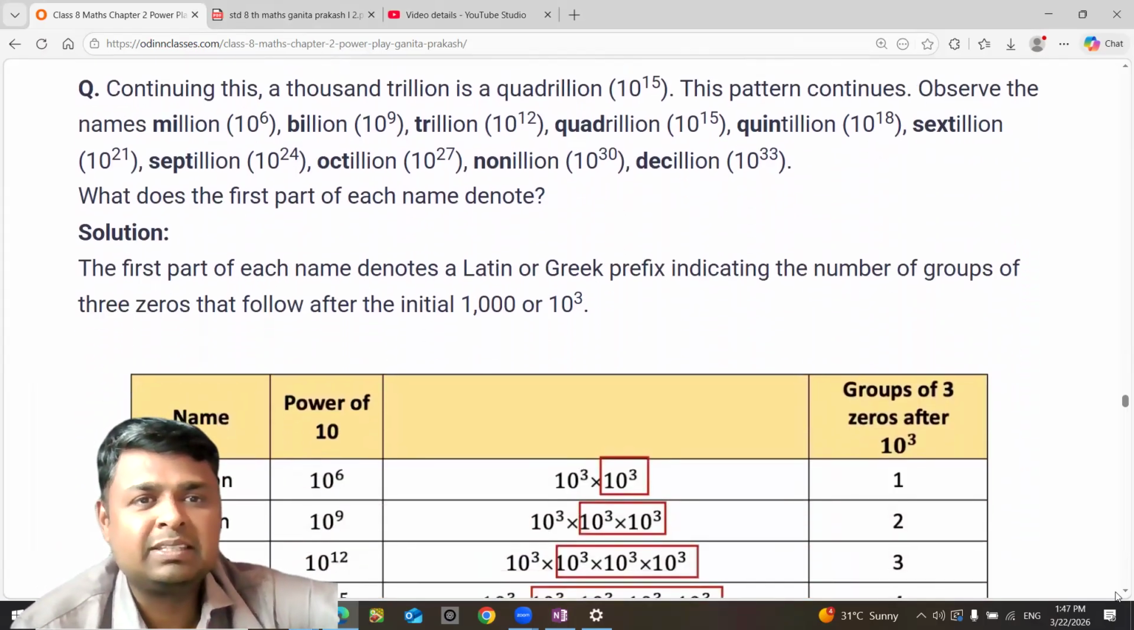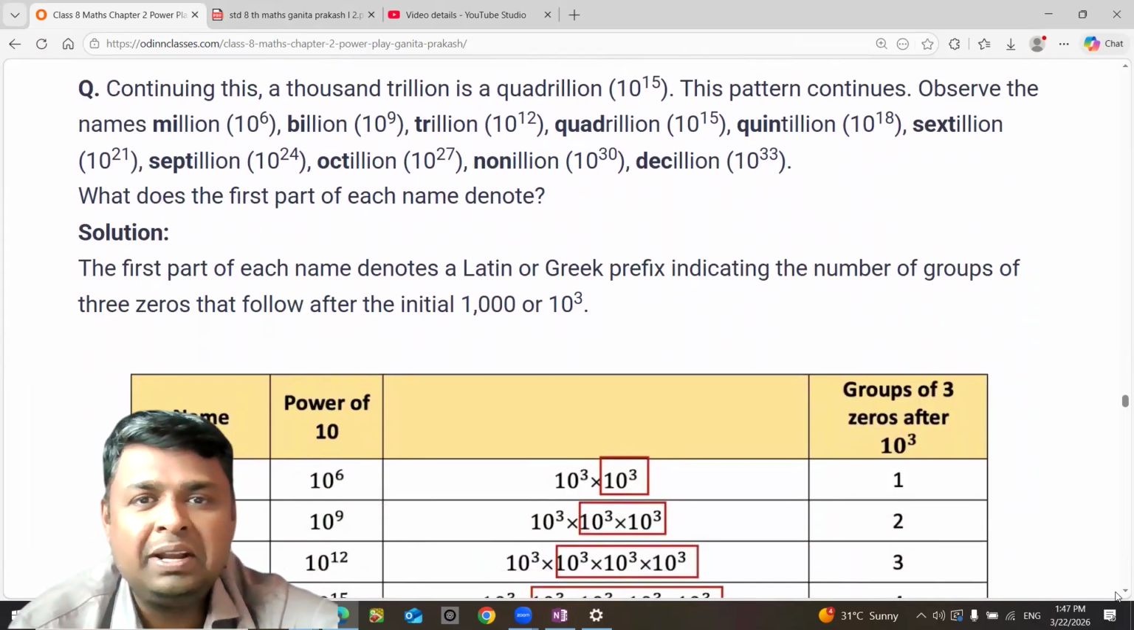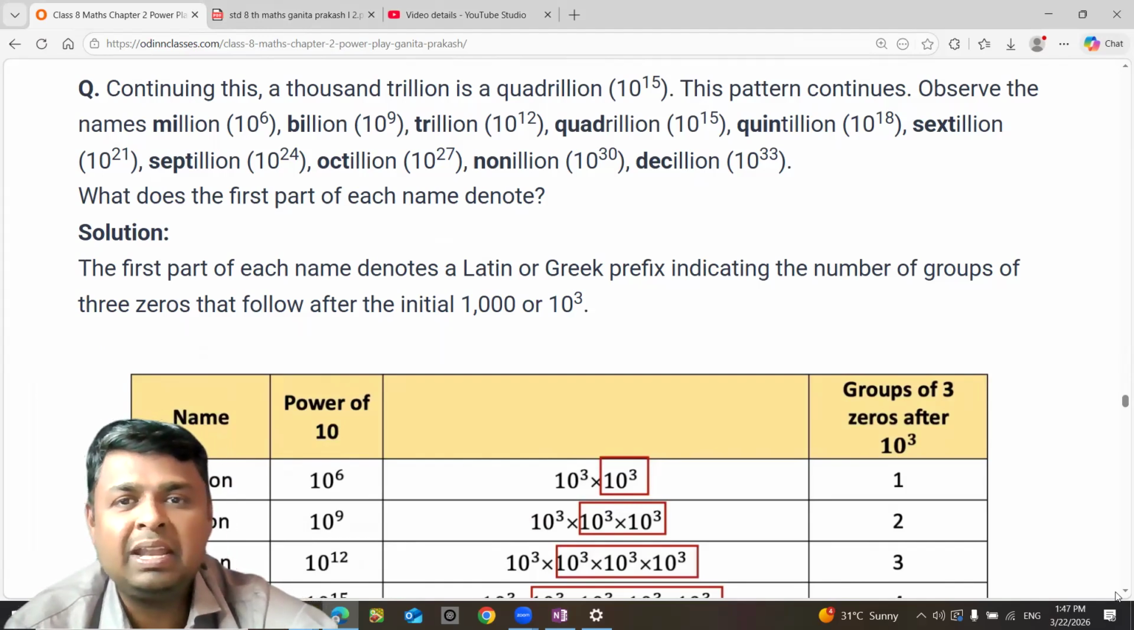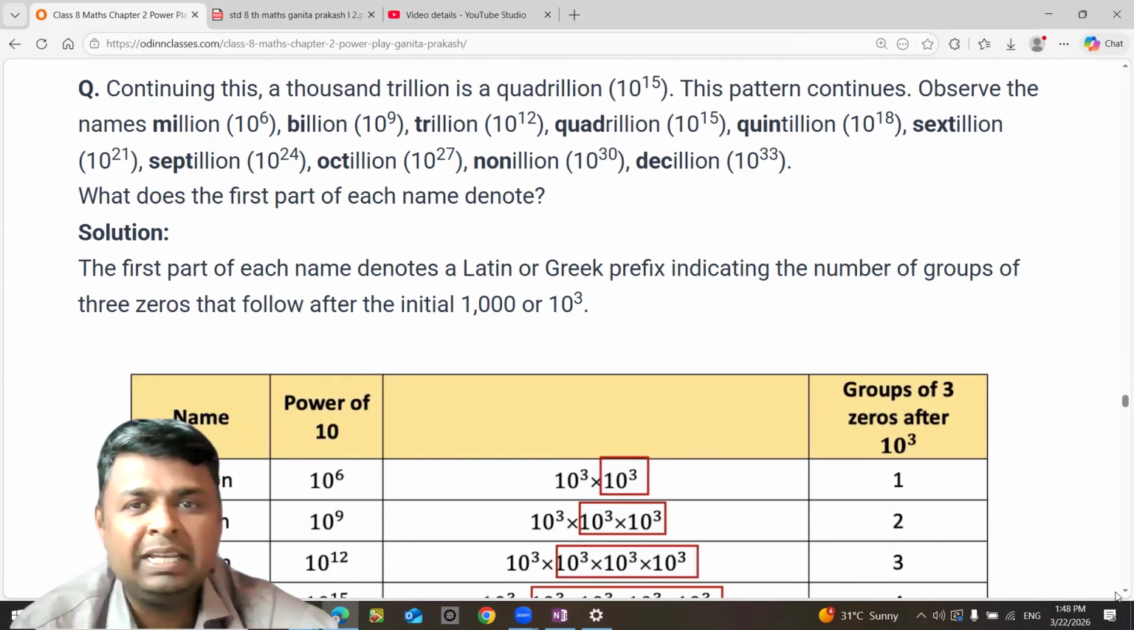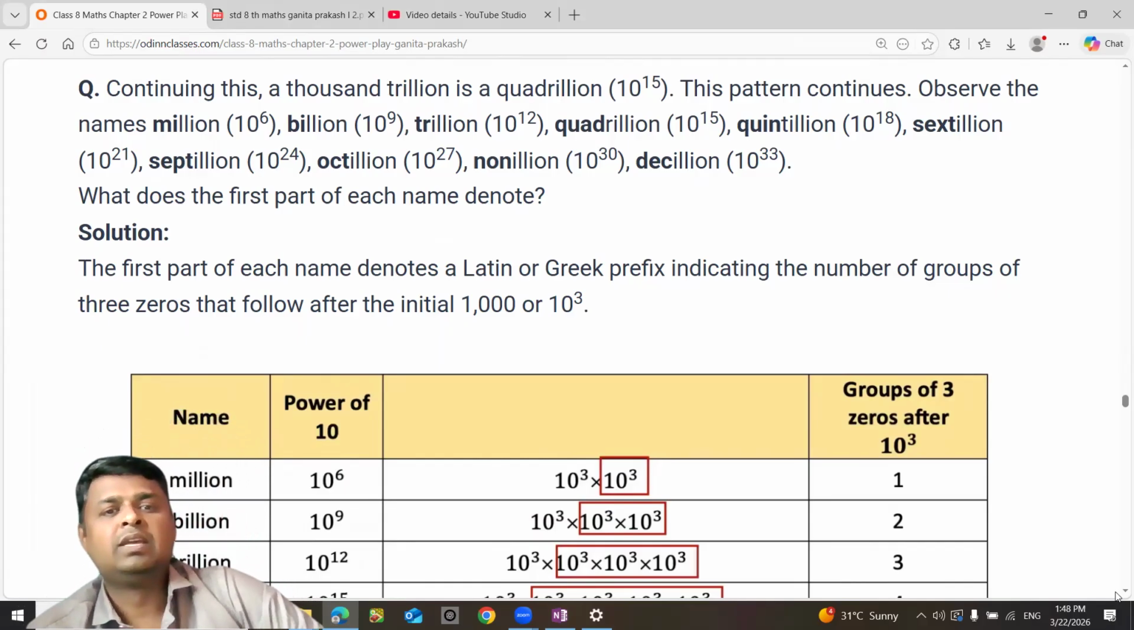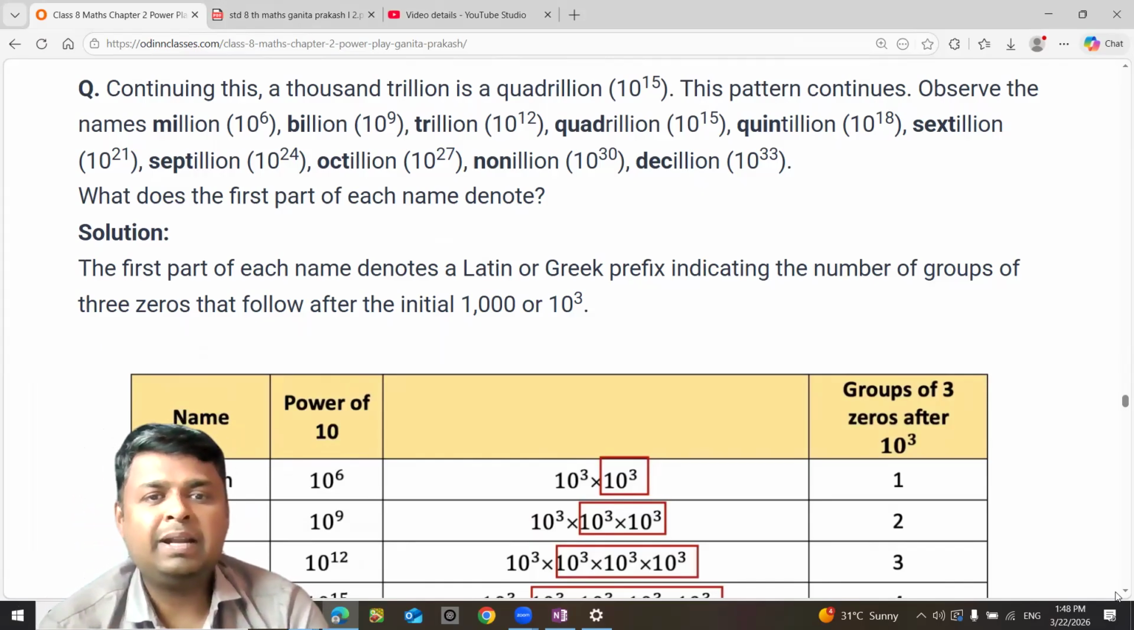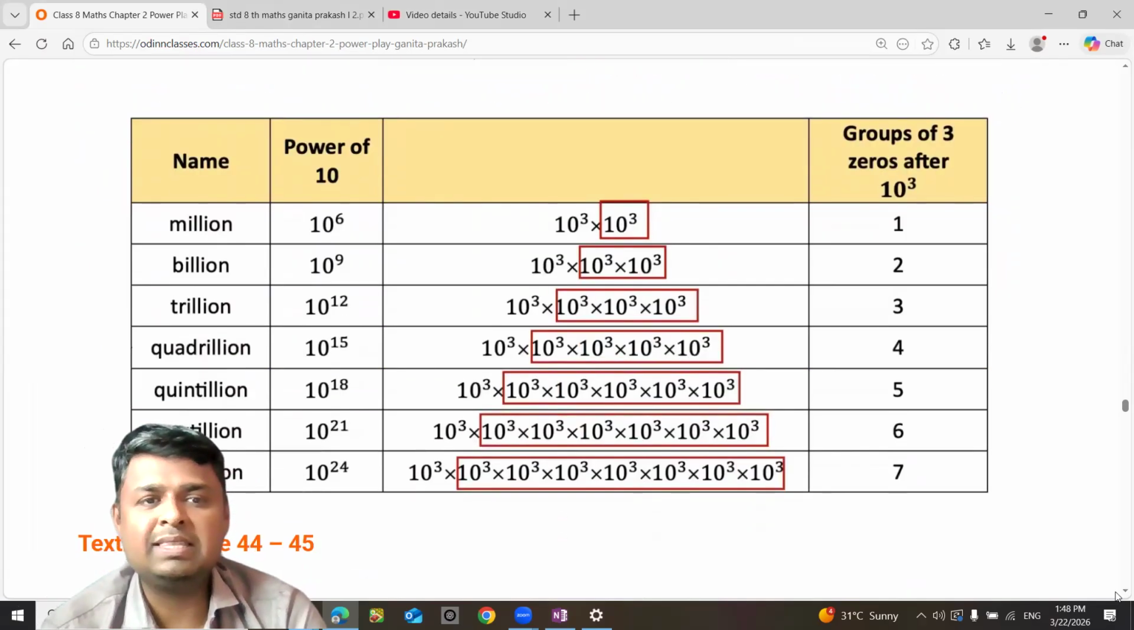Now continuing this, 1000 trillion is a quadrillion. This pattern continues and you can have million, billion, trillion, quadrillion, quintillion, sextillion, septillion, octillion, nonillion, decillion, and so on. What does the first part denote? Here is the answer. Million is 10 raised to 3. Billion, 10 raised to 6, like that. So 10 raised to 3 into 10 raised to 3 into 10 raised to 3, like that.